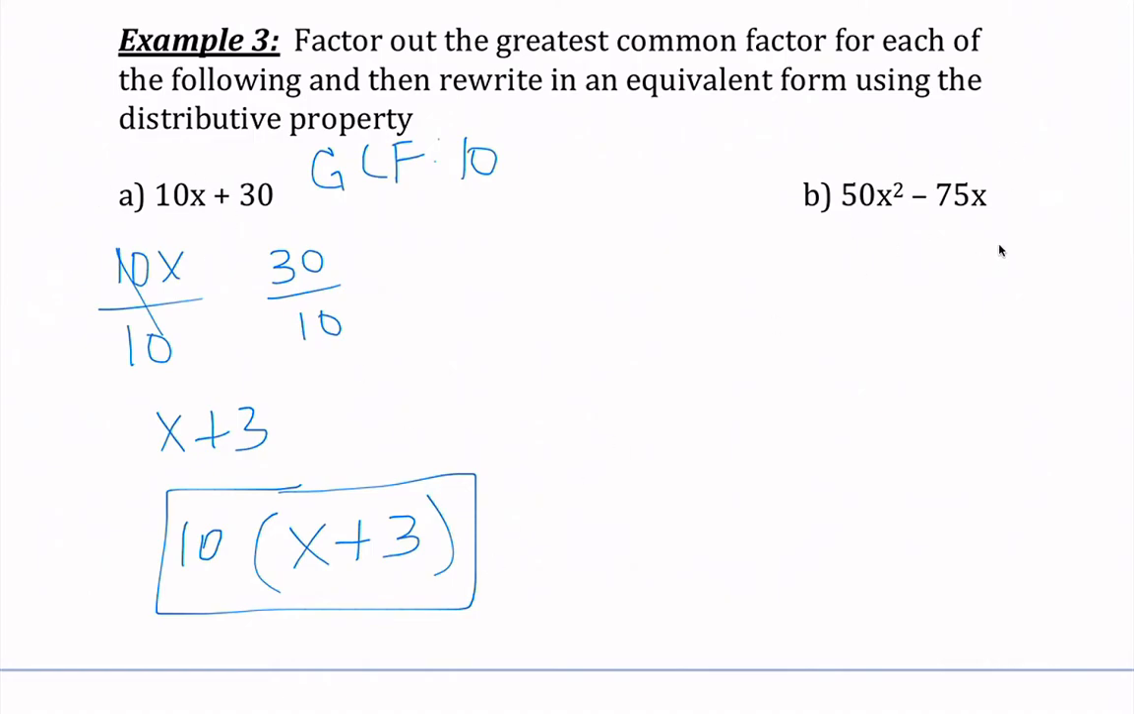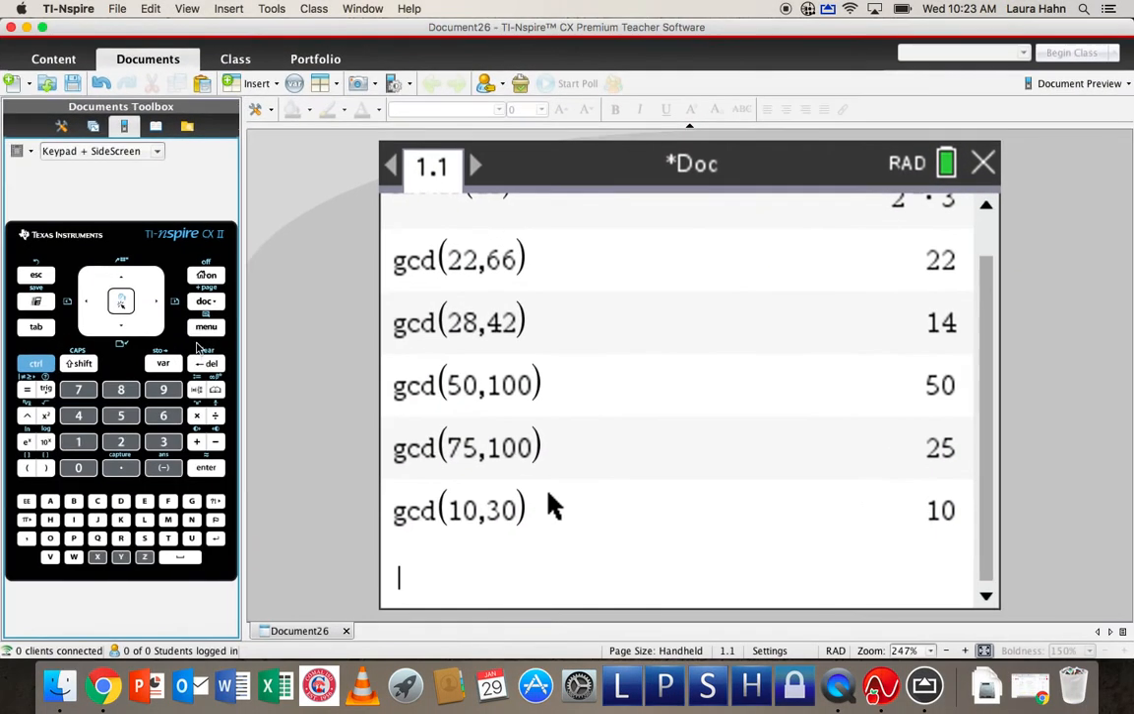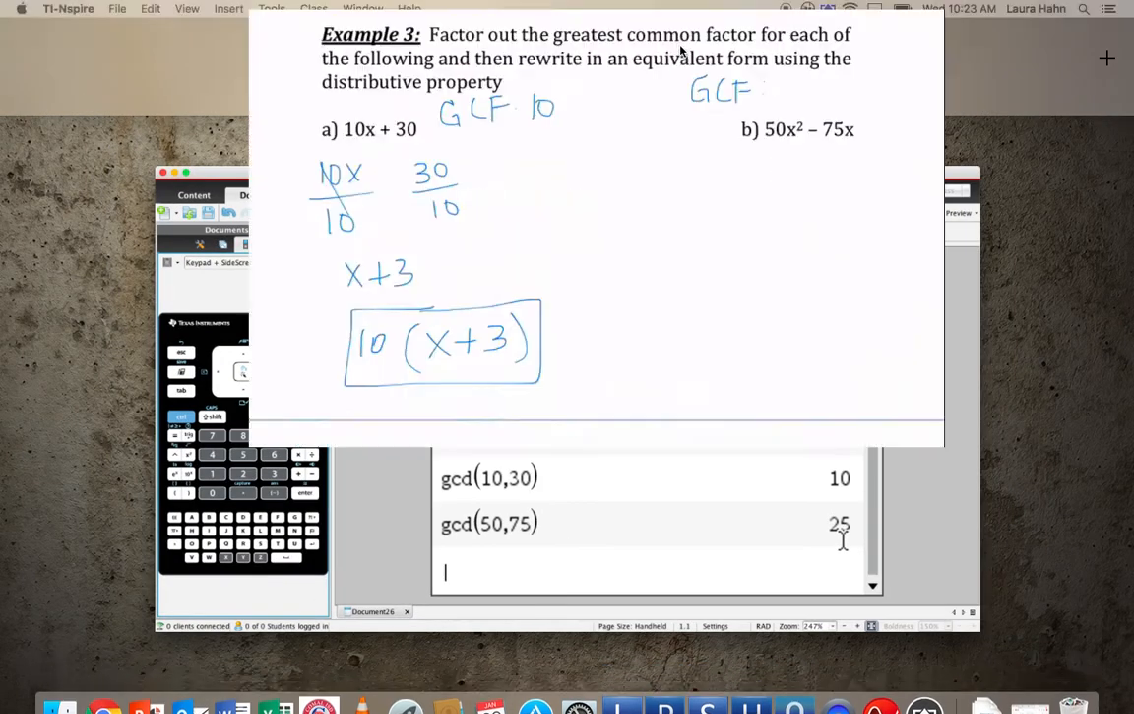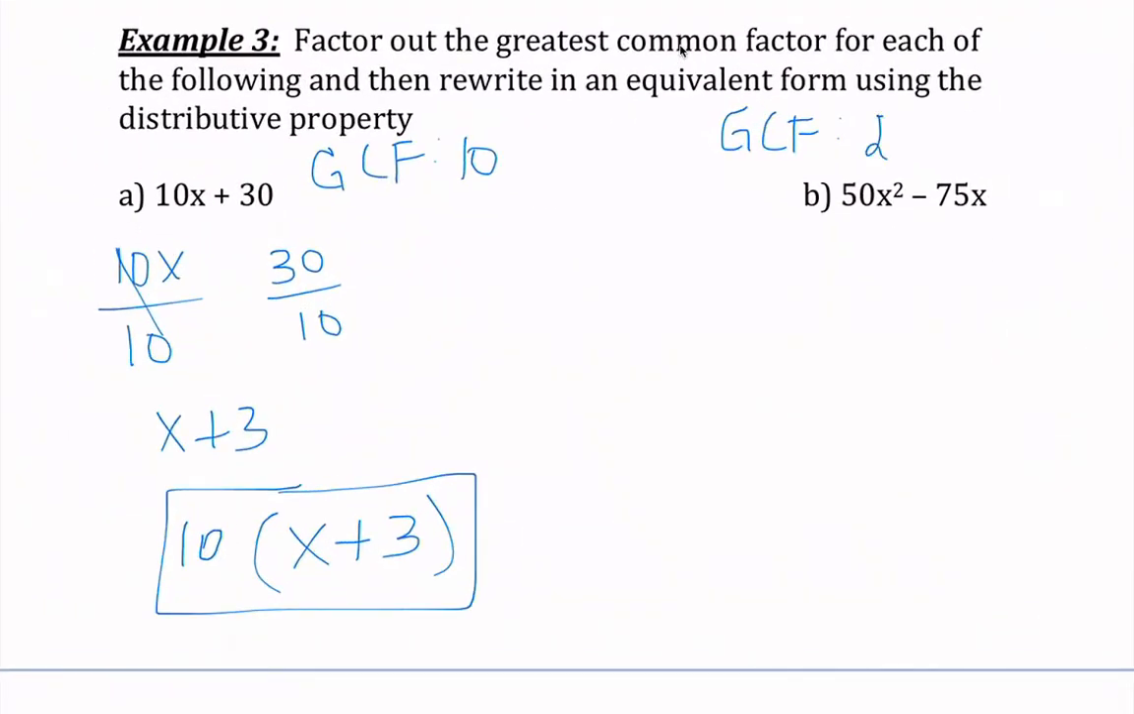I'm going to find my greatest common factor. So 50 and 75. It tells me my greatest common factor is a 25. So now we're going to look at our variables. I see x's here, I see x's here. Well, they each have an x, and they each have at least one x. So my greatest common factor is 25x.